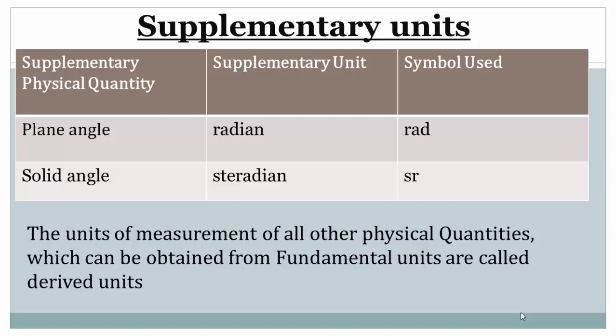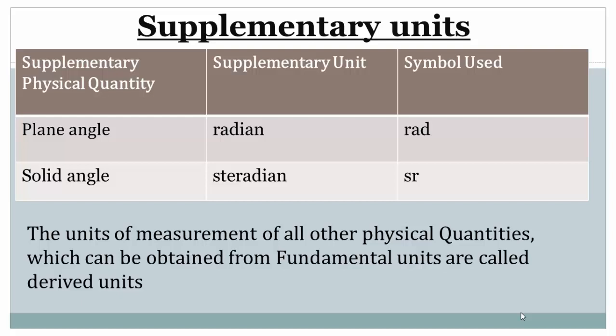Let us look into the supplementary units. The one is plane angle, which is present in two-dimensional space. The unit for this is radian, which is an SI unit, and the symbol is rad. The second one is solid angle. The unit given for this is steradian and the symbol is sr. Solid angle is the angle situated in three-dimensional space.